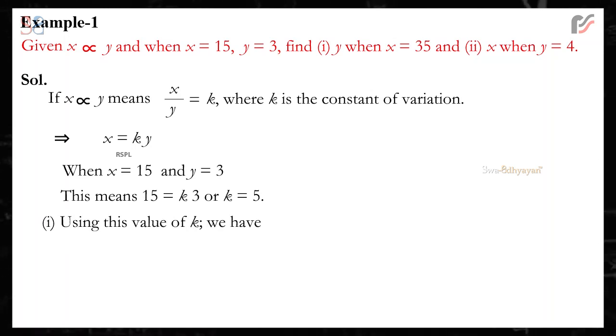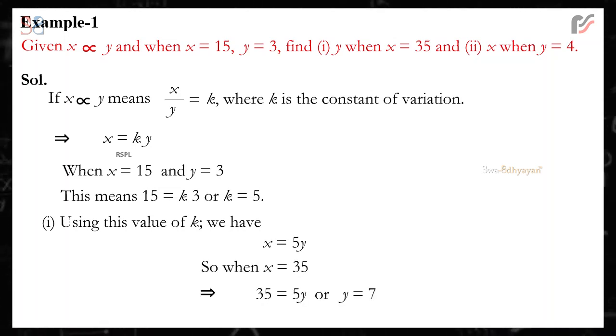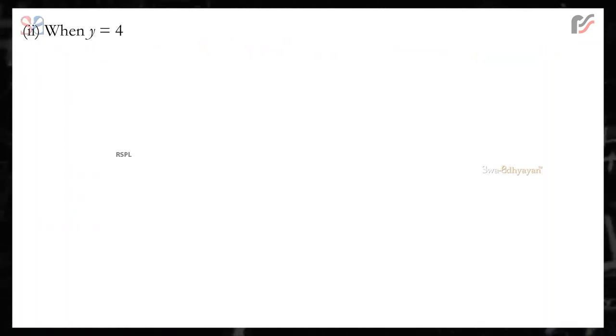1. Using this value of k, we have x is equal to 5y. So when x is equal to 35, it implies 35 is equal to 5y, or y is equal to 7. 2. When y is equal to 4, x is equal to ky. This implies x is equal to 5 into 4, or x is equal to 20.